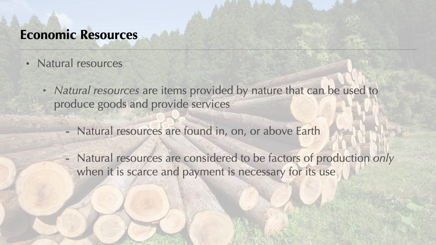A natural resource is considered a factor of production only when it is scarce and some payment is necessary for its use. For example, the air you breathe on the beach is not a factor of production because it is not scarce and you do not have to pay to use it. If you go scuba diving, however, you have to pay for the bottled air in the scuba tanks.